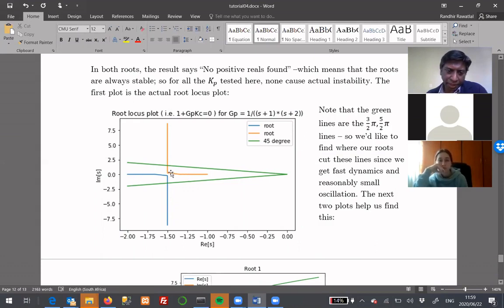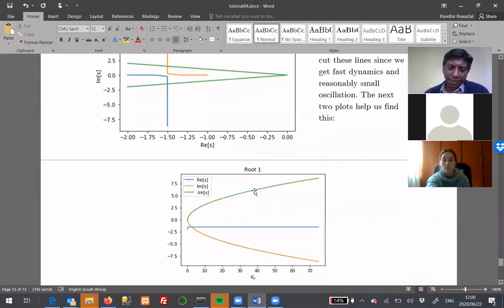As we increase Kp, that's changing the roots, right? And we'll reach a Kp value where we are crossing this 45-degree line. And we'll see later on that that point gives us a reasonably well-behaved system, that you do get oscillations, but they're not so bad and the process responds fast enough. Okay, so it's something that you have to spend some time thinking about.